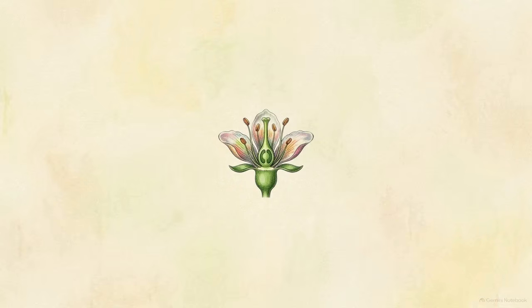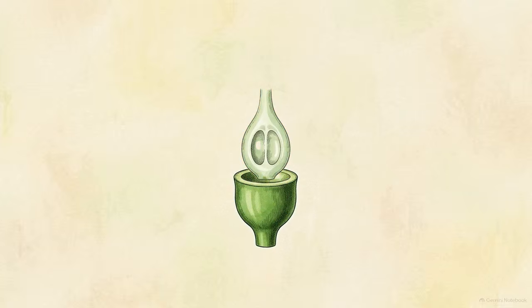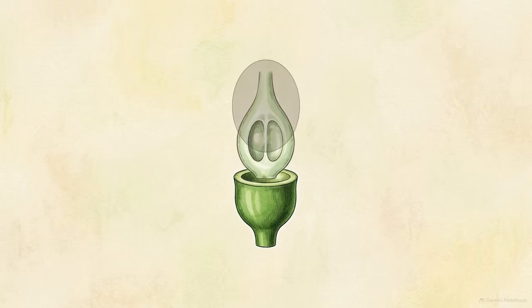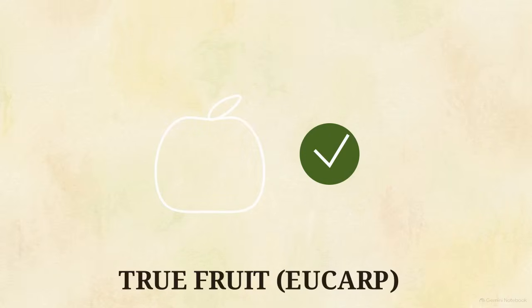In angiosperms, a specific biological trigger occurs right after fertilization. The flower drops its petals, and the ovary itself swells and ripens into a fruit. Inside, the fertilized ovules harden into seeds. When a fruit develops strictly from this mature ovary, we call it a true fruit, or a eucarp.